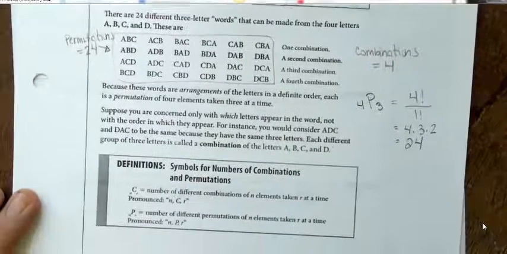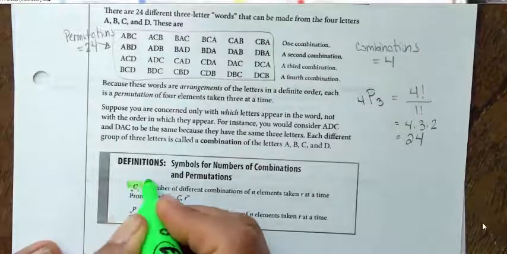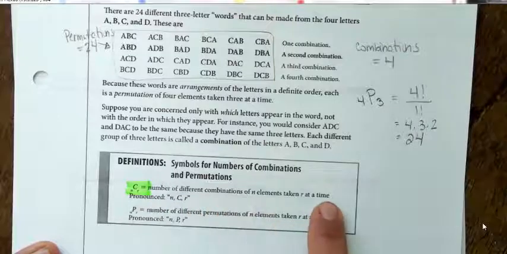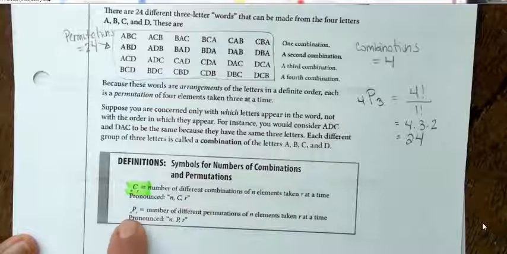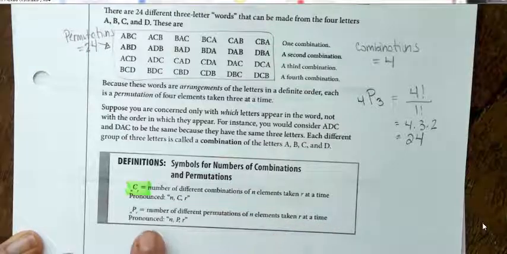So, symbols for combinations: we write nCr, which is the number of different combinations of n elements taken r at a time, pronounced n C r. And for permutations, we write nPr, which is the number of different permutations of n elements taken r at a time, pronounced n P r.